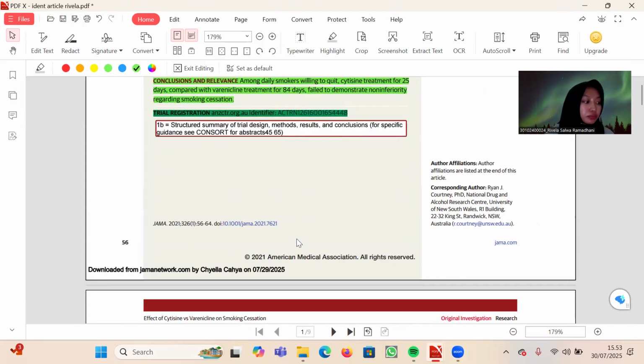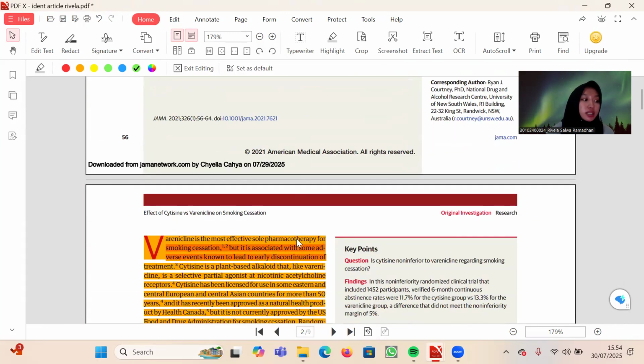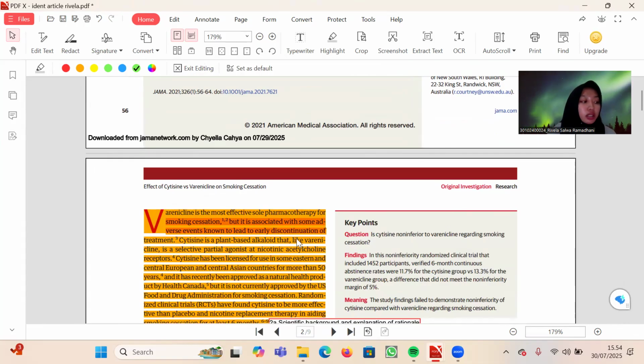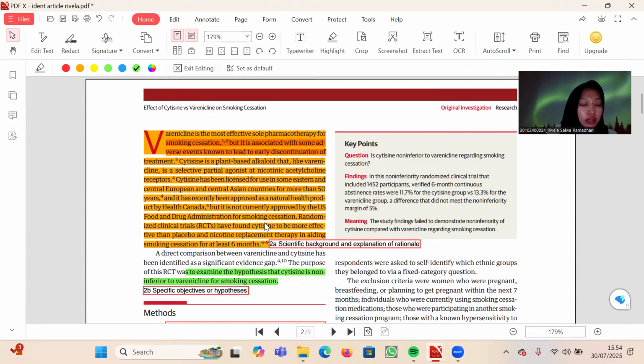Next, introduction. Item 2A, scientific background and rationale. This part should explain why the study was done. The article notes that varenicline is the most effective drug for smoking cessation, but can cause adverse events. Cytisine is cheaper and natural, but had not been tested against varenicline before. This establishes the rationale for the comparison.